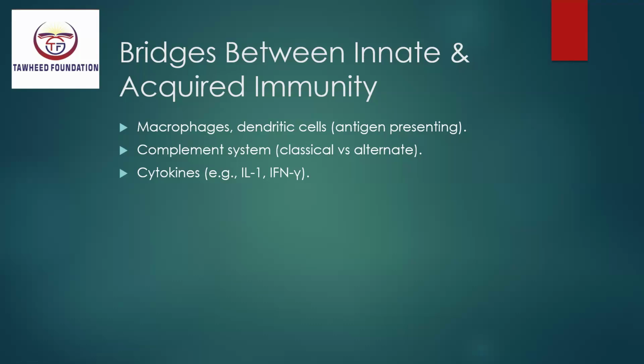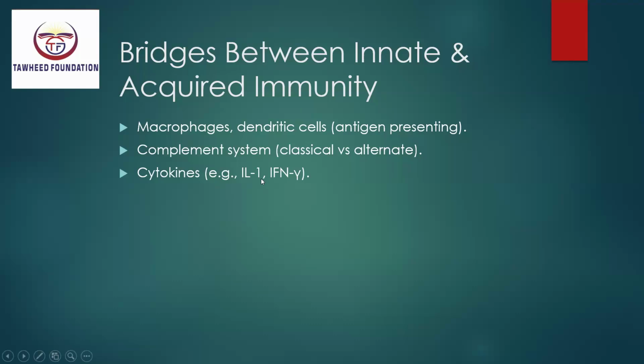So, certain immune components play important roles in both types of immunity and are considered as bridges between innate and acquired immunity. I'll give examples: macrophages and dendritic cells belong to the innate immune system, but as antigen presenting cells they present the antigenic peptides to T cells. Moreover, cytokines secreted from macrophages, that is interleukin 1, are also involved in T cell activation.